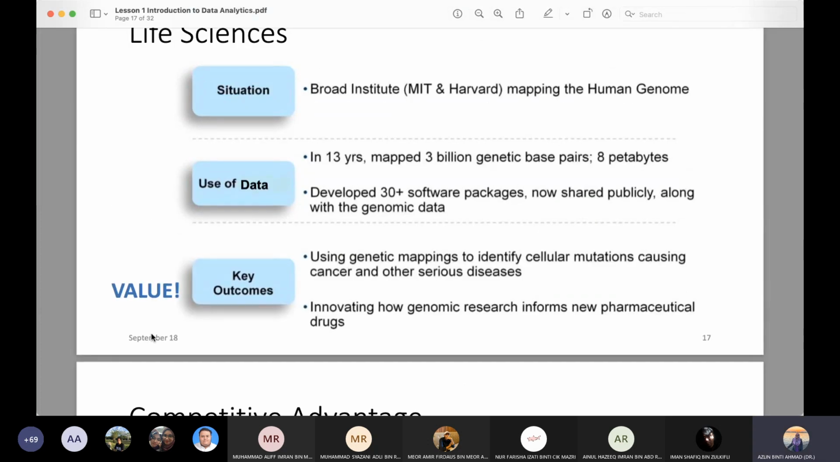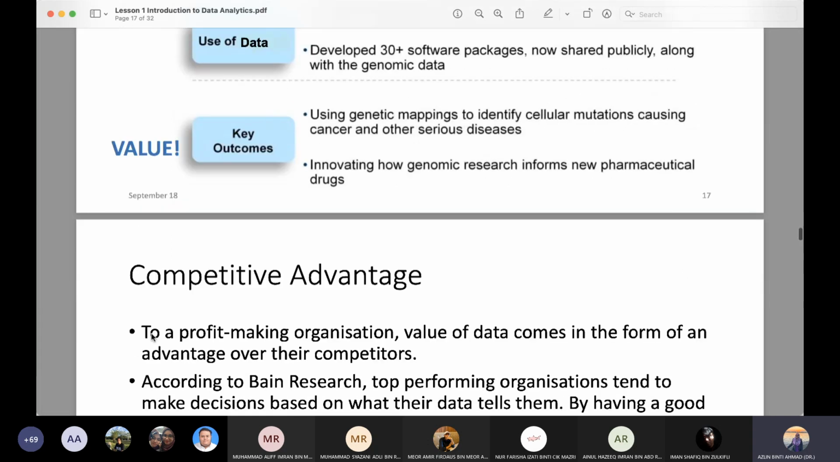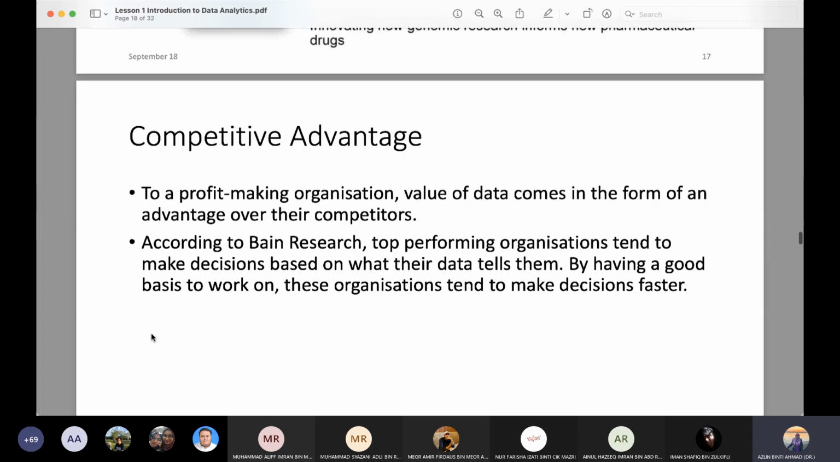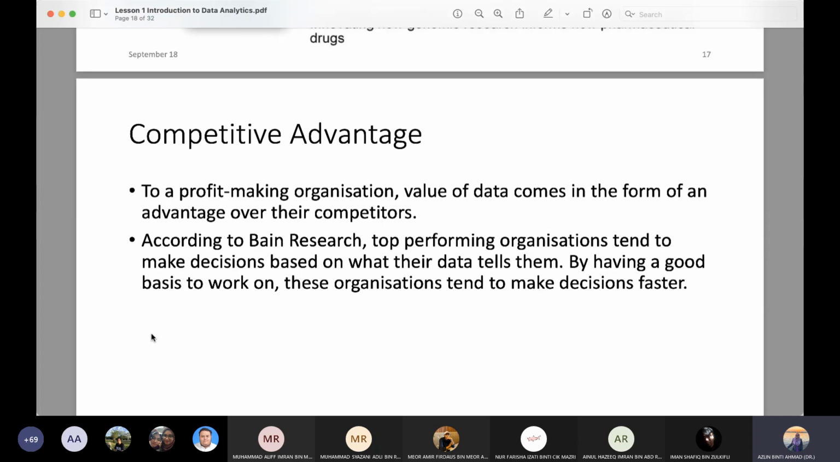So nanti saya ada task saya nak bagi dekat you all untuk benda ni. But for now kita continue dulu. Okay, we just continue our lesson. The next one is why data analytics is important. Okay, definitely it is for competitive advantage, where the company, the organization can make profit from the data.